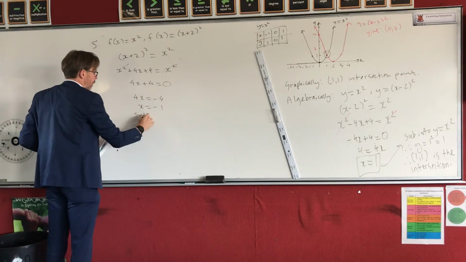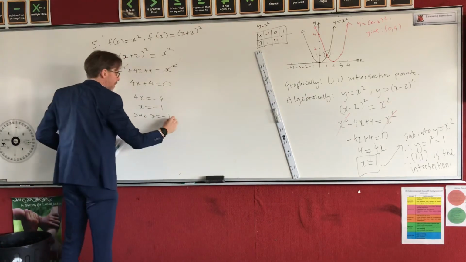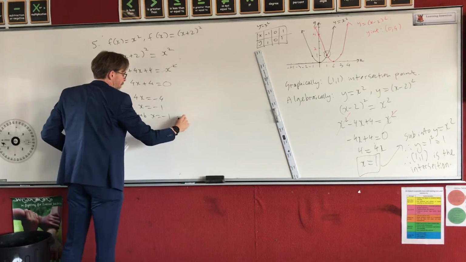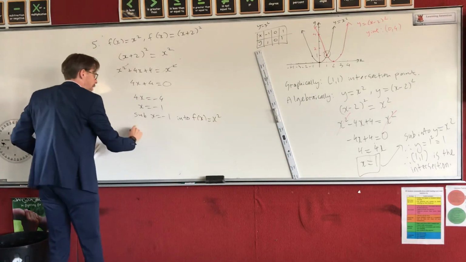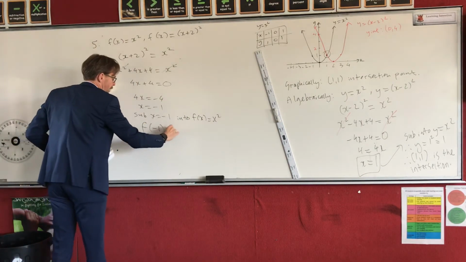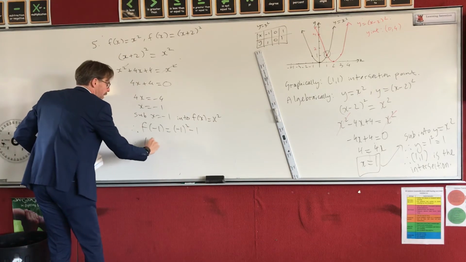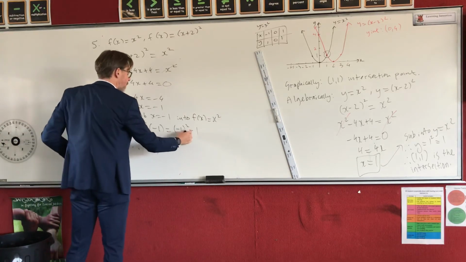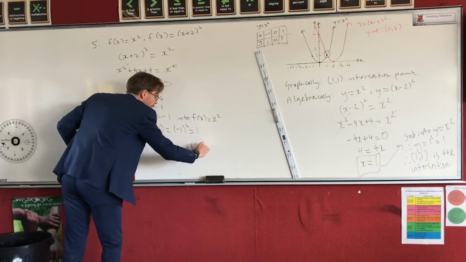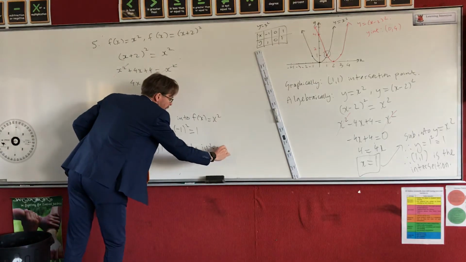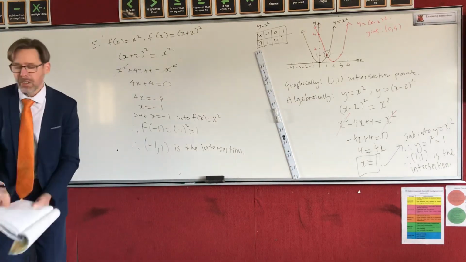And sub x = −1 into one of these equations. This is the easiest one. So put that into f(x) = x². Therefore, f(−1) = (−1)², which equals 1. So therefore, negative 1, that's 1 there, (−1, 1) is the intersection. Done. Okay, so that's question 4 and 5. You can have another go at question 6.